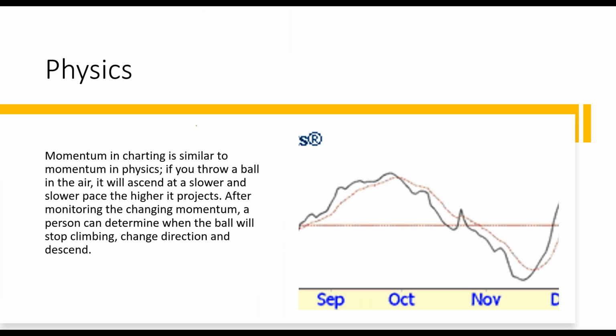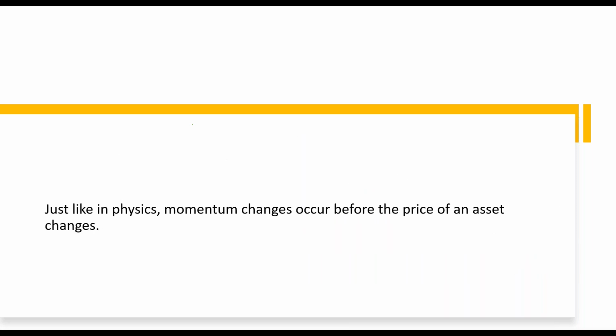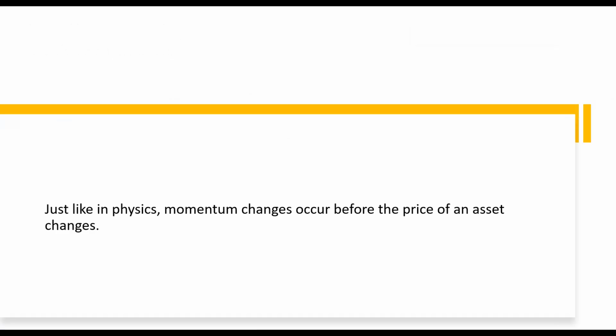But remember, momentum in charting is similar to momentum in physics. If you throw a ball in the air, it will ascend at a slower and slower pace the higher it projects. After monitoring the changing momentum, a person can determine when the ball will stop climbing and change direction and descend to Earth. This is very easily seen in the histogram. So just like physics, momentum changes occur before the price of an asset changes. So watching that histogram can help you predict changes in the momentum and speed of a trend and a likely time that the asset is going to reverse.